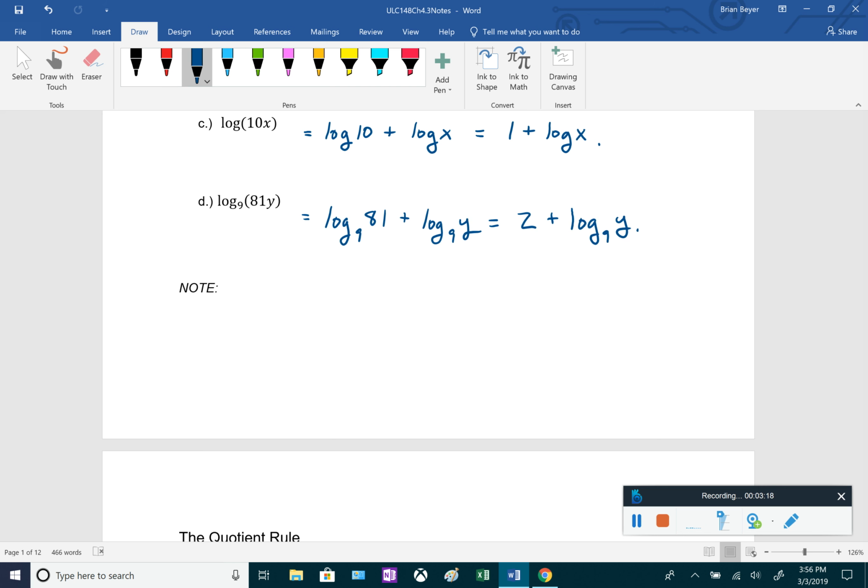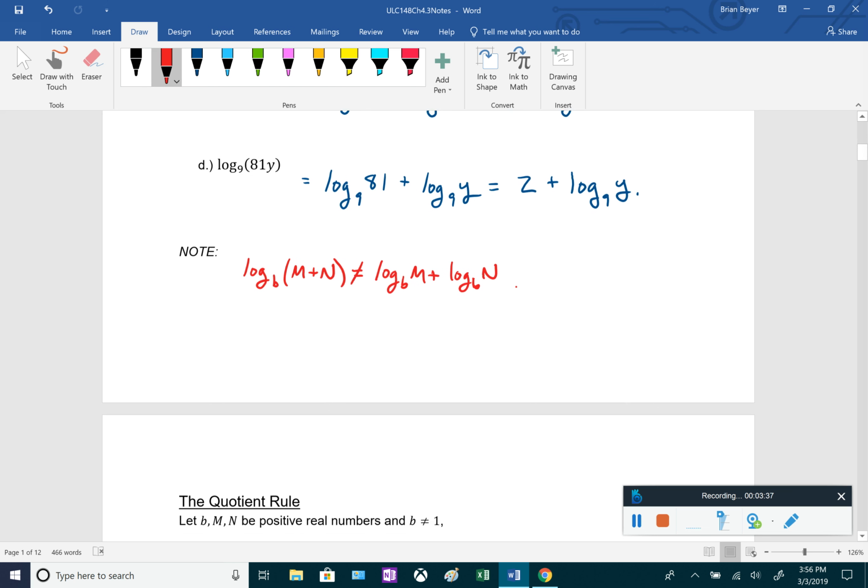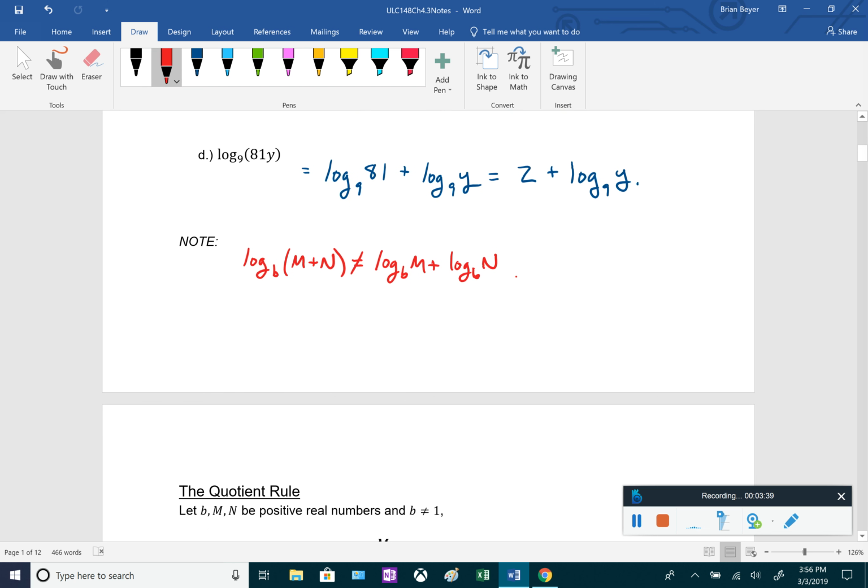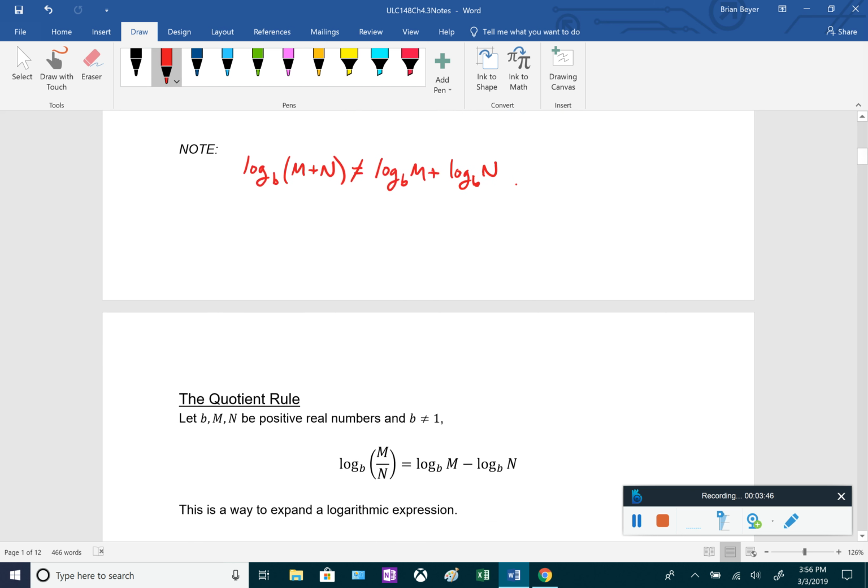Okay, and then an important note here, just so we don't mess this up in the future. Log base b of m plus n does not equal log base b of m plus log base b of n. Keep that in mind. We can't distribute the log base b into that sum inside of that input. So that is not true, so just don't do that. So that's the product rule.